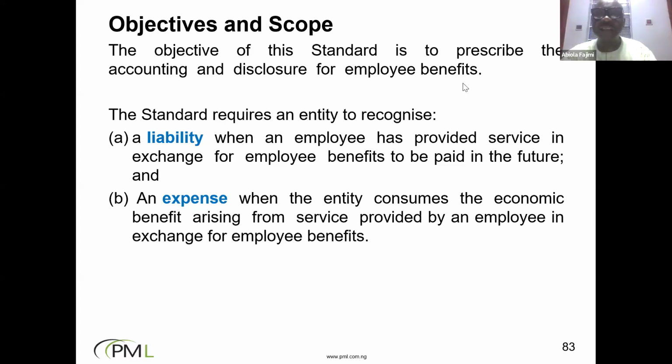One is that the standard requires an entity to recognize a liability when service has been provided in exchange for employee benefit to be paid in the future. Immediately employees have provided service, you need to recognize a liability because the service has been provided. And an expense when the entity consumes the economic benefit. Immediately the benefit is consumed, you need to expense it, which means once an employee provides service to the organization, you are debiting the expense and crediting liability.